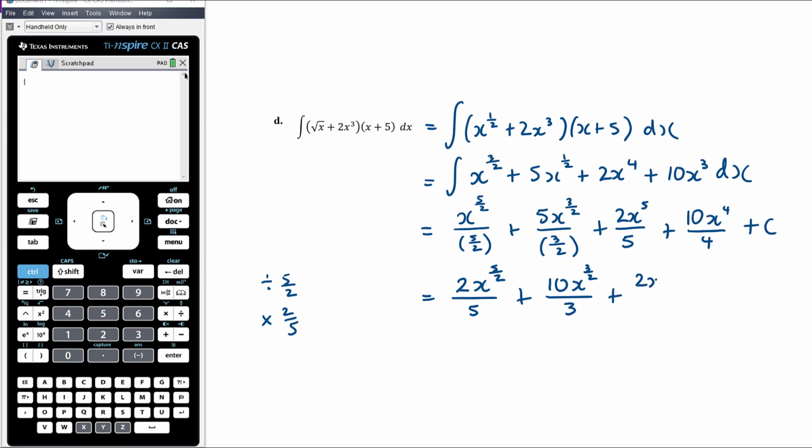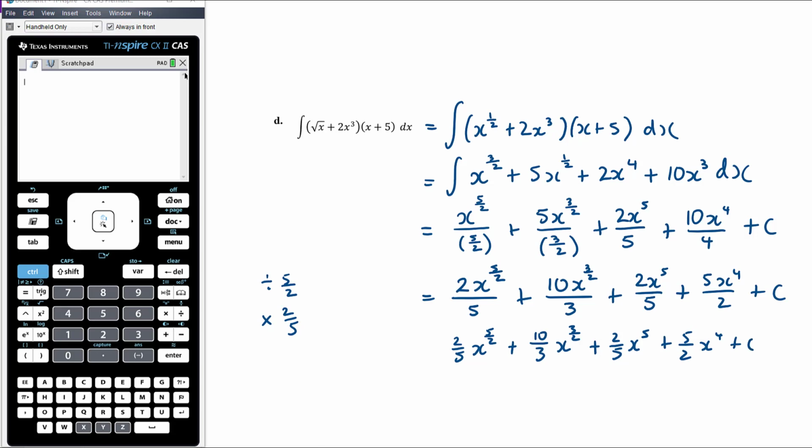2/5 doesn't simplify any further, we'll leave that as it is. 10 on 4 will simplify, that's 5 on 2. As I said, nothing wrong with writing this as 2/5 times x to the 5 on 2 plus 10 on 3 times x to the 3 on 2 plus 2 on 5 times x to the 5 plus 5 on 2 times x to the 4 plus c. They're exactly the same thing, okay?